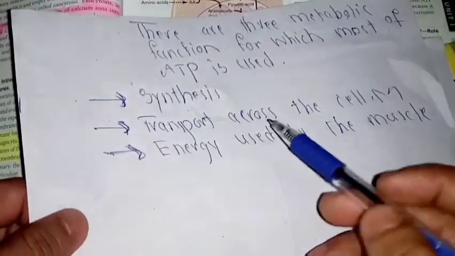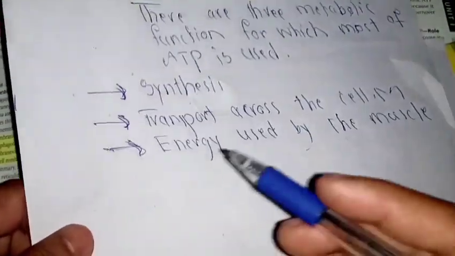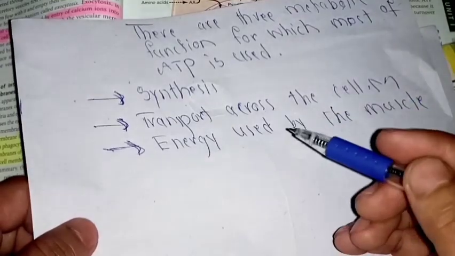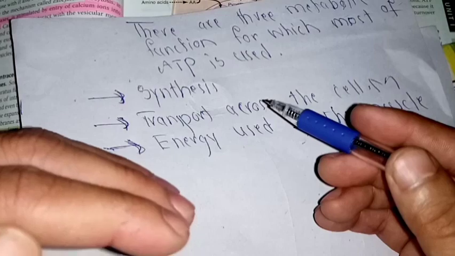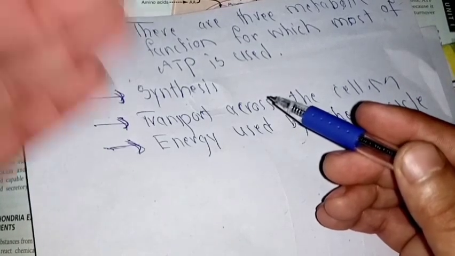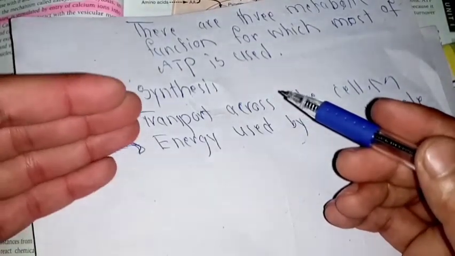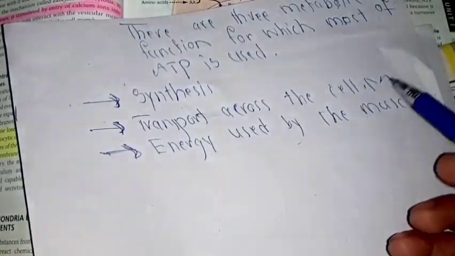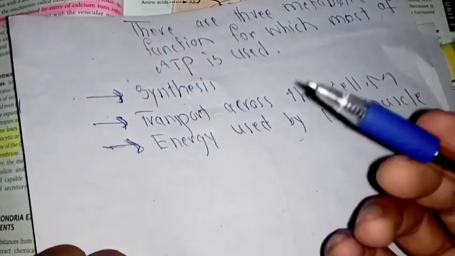Now, transport across the cell membrane. The sodium-potassium pump, for example, which carries three sodium to the outside and two potassium to the inside, uses a lot of energy. So for the transport system across the cell membrane, most of the energy is also used by this process.